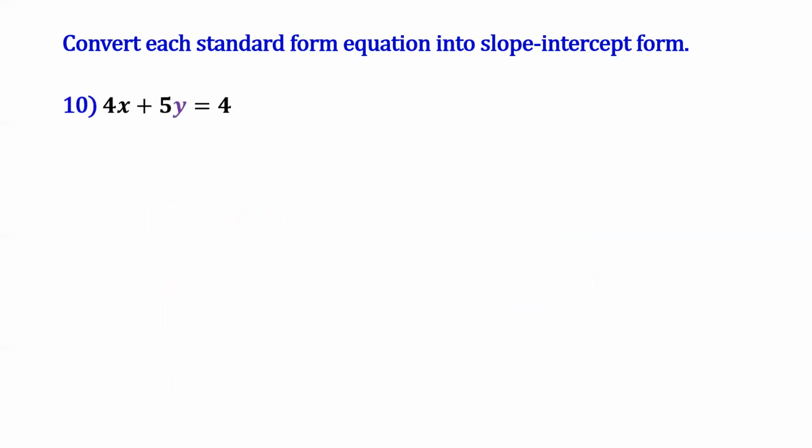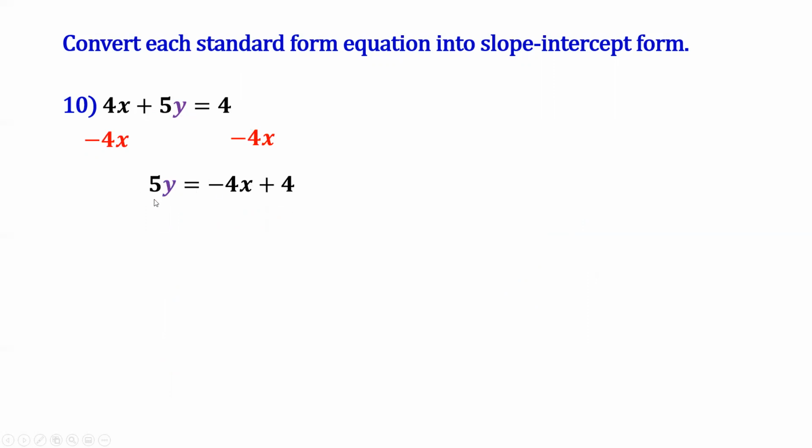For number 10, same idea. I'm going to get the y by itself, so I'm going to get rid of the 4x first. The opposite of positive 4x is to subtract 4x on both sides. I can't combine these, so I bring them both down. So I'm going to have 5y equal to negative 4x plus 4.